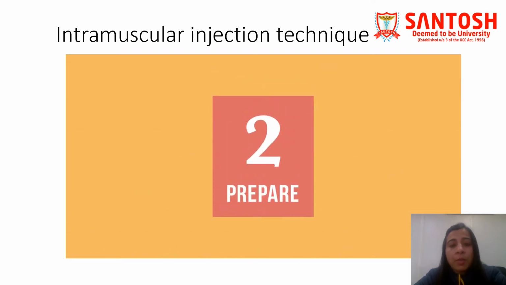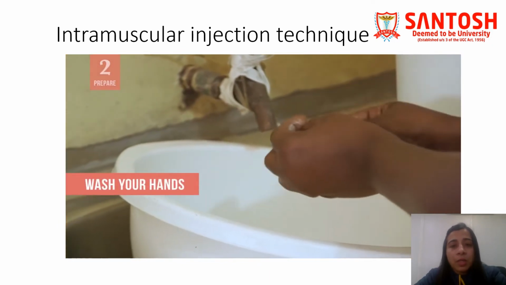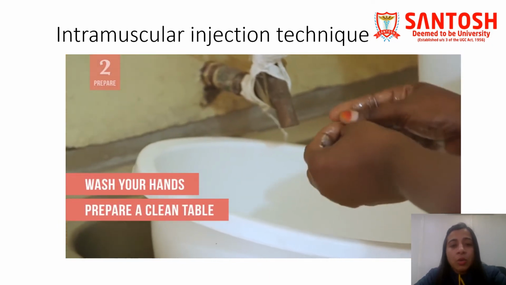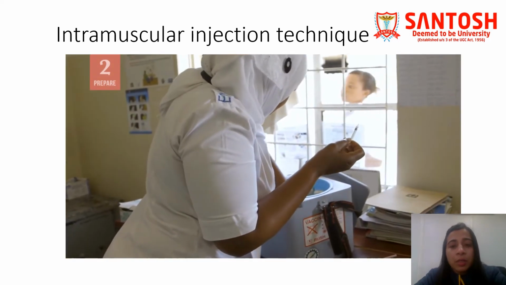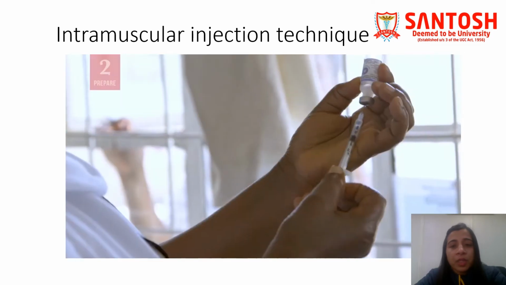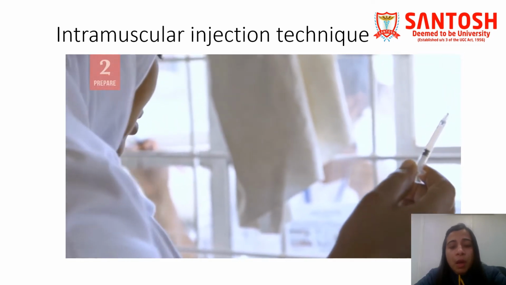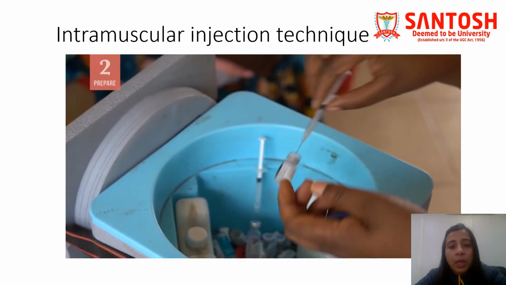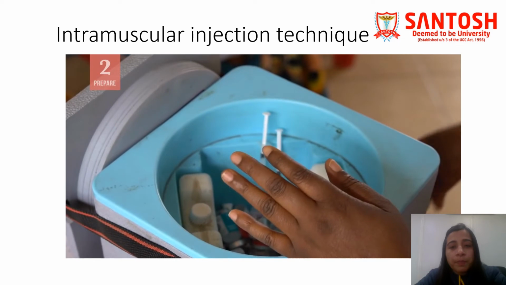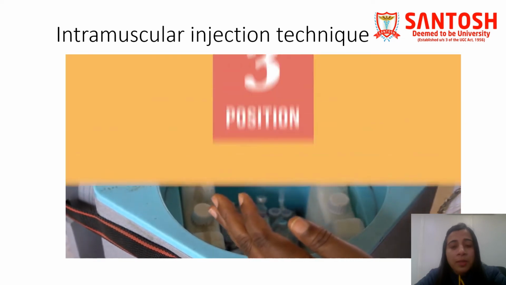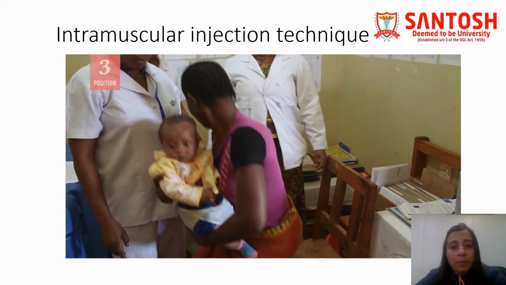The second step is to prepare adequately for the vaccination or injection. So washing of hands and preparing a clean table is important. The vaccine should be loaded and kept away from the caregiver so that they don't feel anxious. And if 2 vaccines are to be given, they should be prepared and kept ready accordingly.